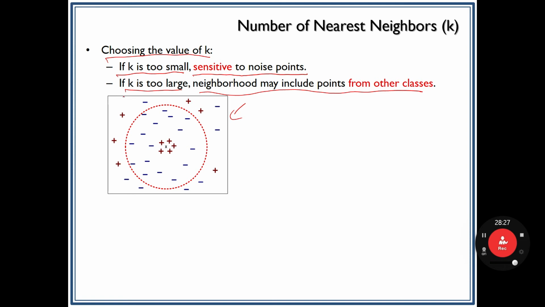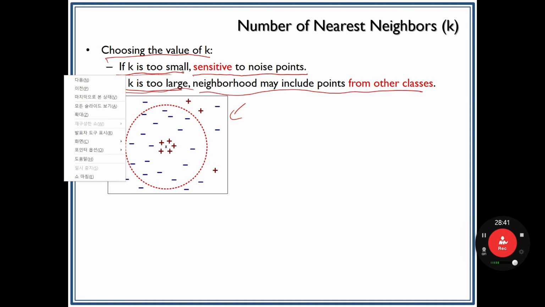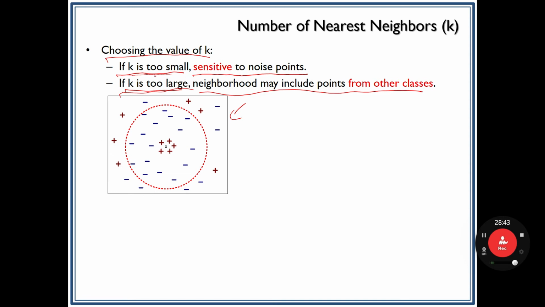So if k is too large, then we may get some incorrect result. But if we choose a very small value for this k, then the classification becomes very sensitive to noise points. It means that this issue is corresponding to the overfitting problem.